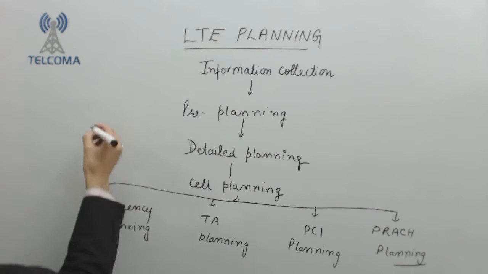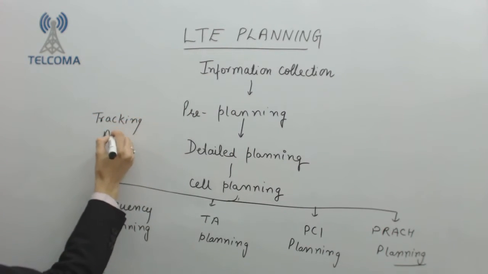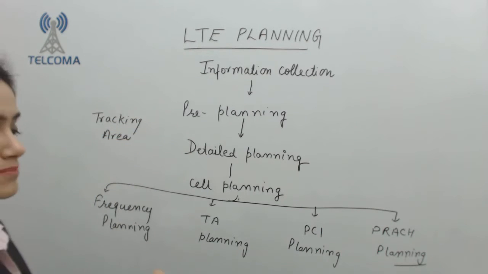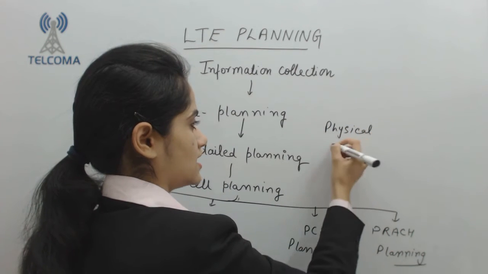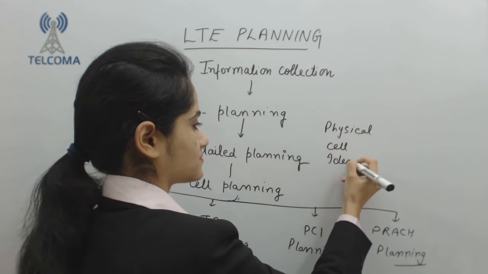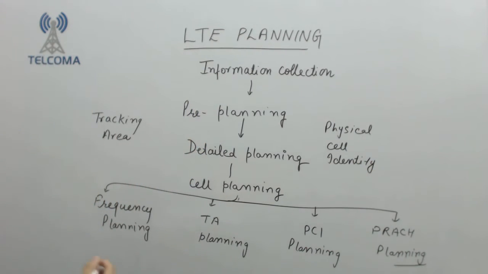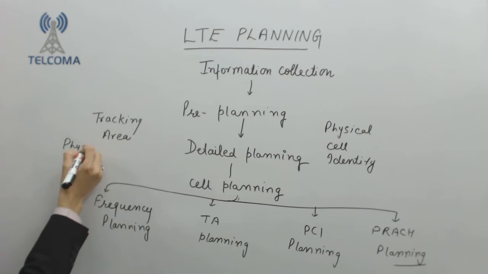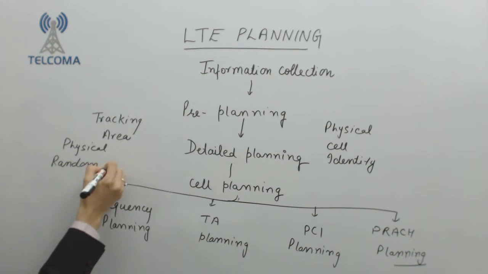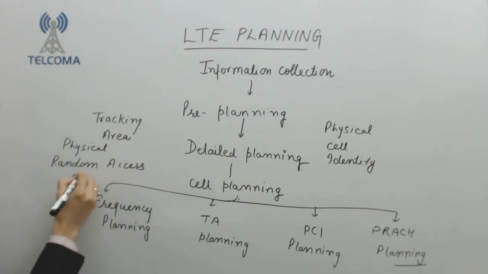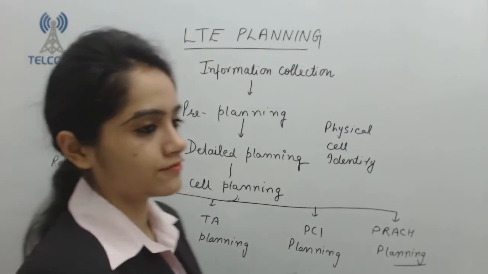TA is tracking area, then we have PCI. PCI stands for physical cell identity, and PRACH stands for physical random access channel. So we are required to plan all of these parameters.